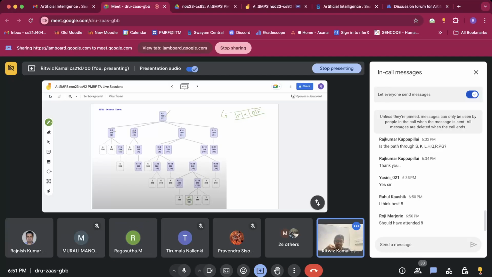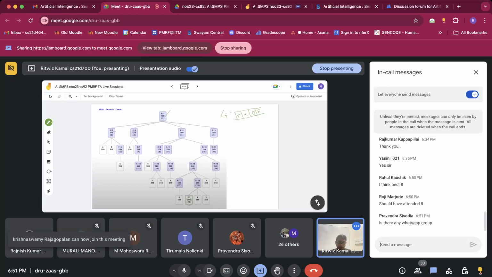Okay, so any doubts in this BFHS search tree? Okay, if not, then that's great. Let's move on to the next method then.